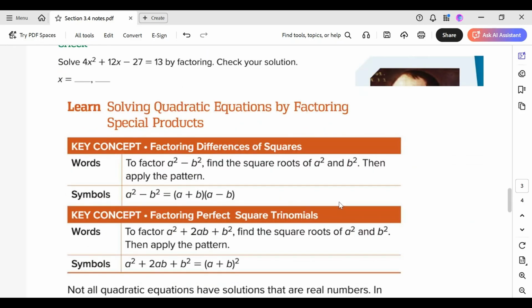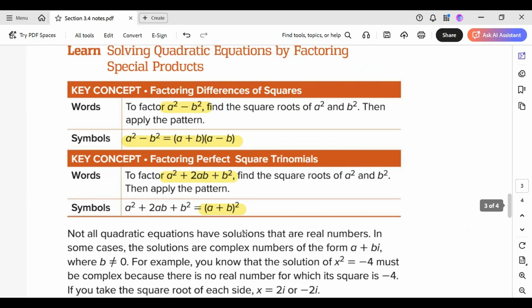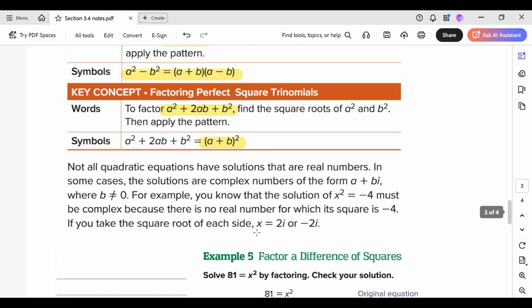Okay, and the next section is talking about solving quadratic equations by factoring special products. We saw a little bit of this in the previous lesson. a squared minus b squared is our difference of squares pattern, which will always follow the pattern of (a plus b)(a minus b). The other one is called the perfect square trinomial, which is a squared plus 2ab plus b squared. It means that it can collapse onto (a plus b) squared when it's the same bubble repeated twice.